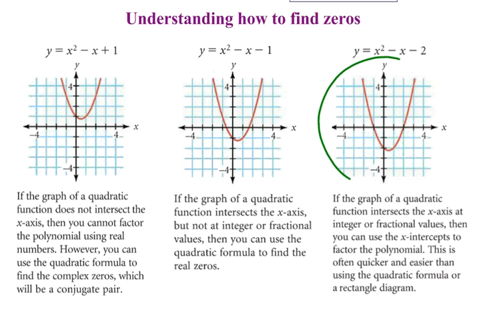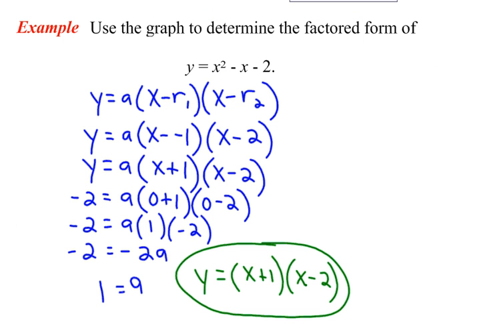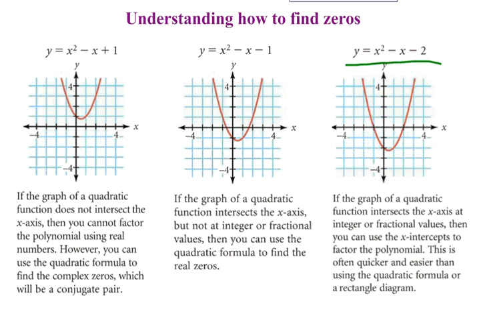And then finally, in our third graph, you can see that that parabola crosses the x-axis at 2 points, and they're very clear points. In fact, this is the example we just did. That's the equation we just did on this page. So it says there, if the graph of a quadratic function intersects the x-axis at integer or fractional values, then you can use the x-intercepts to factor. This is often quicker and easier than using the quadratic formula or a rectangle diagram. A rectangle diagram is something the book talked about; it's not a strategy that we used. So what this slide is doing is summarizing the various ways that you now know how to find the zeros of a quadratic function.